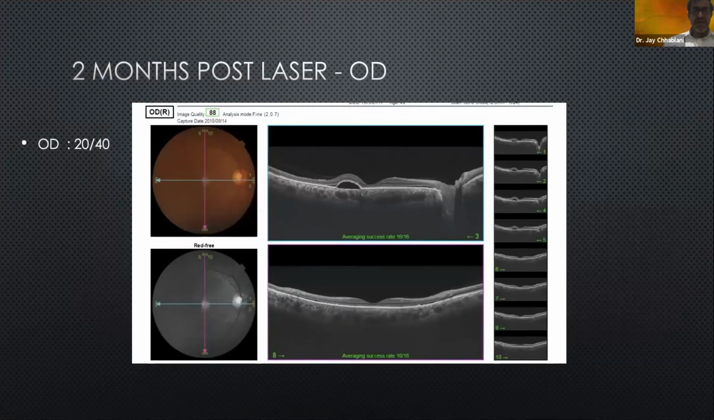So we went ahead and did the subthreshold laser using 5% duty cycle. I usually paint almost all the areas of the leakage. And here you can see how this patient has responded so well, and there is a complete resolution of fluid, and there is a slight improvement of vision as well. And we are hoping that this patient should remain dry.